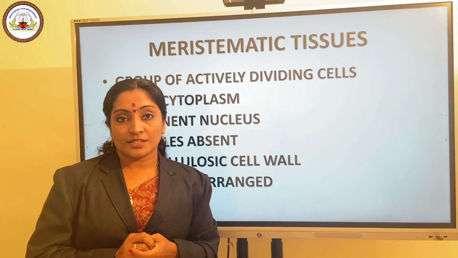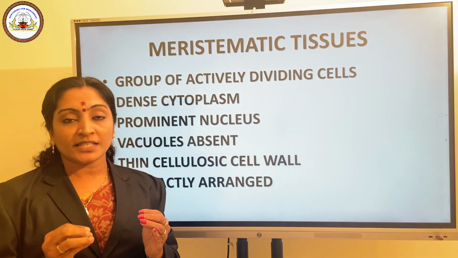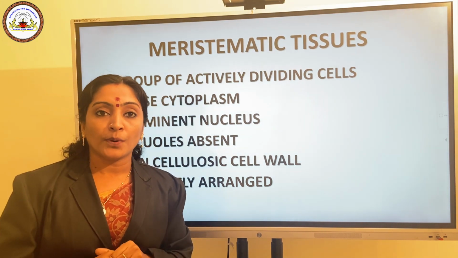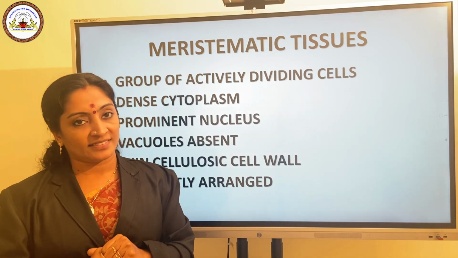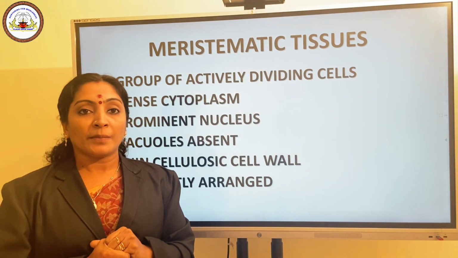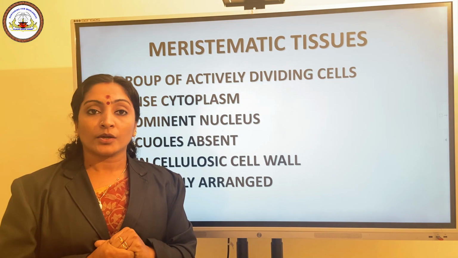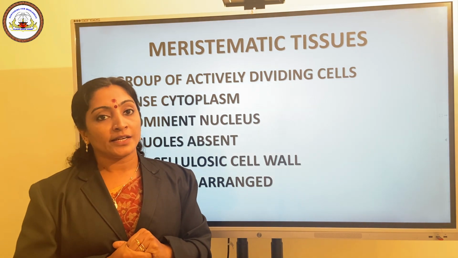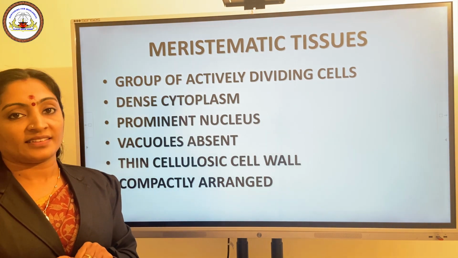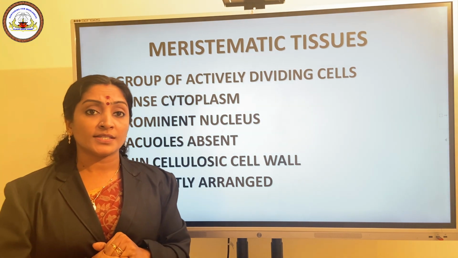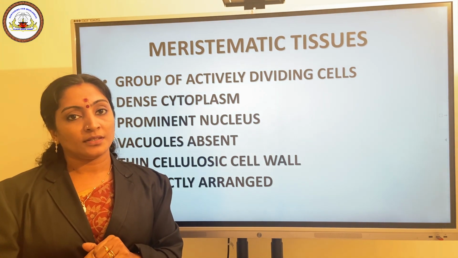What are meristematic tissues? Meristematic tissues are a group of actively dividing cells. I repeat, meristematic tissues are a group of actively dividing cells. So what are the important features of meristematic tissues?